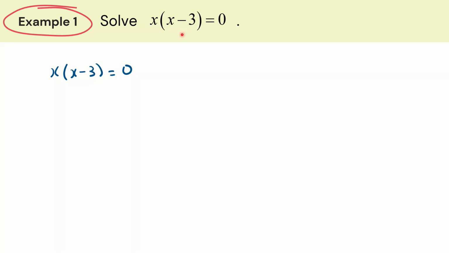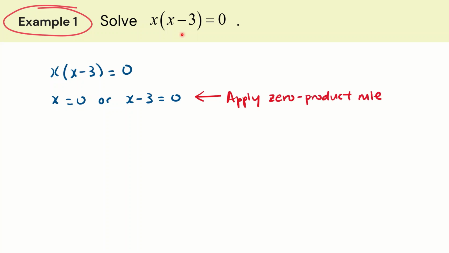So given this question, and using the zero product rule, we will be able to conclude that x is equal to 0, otherwise x minus 3 is equal to 0. In this step, we are applying the zero product rule. So x equals 0 is already a solution because we have achieved the single x on one side. However, we have another solution, which is x minus 3 equals 0. But this is not yet completely solved. So with x minus 3 equals 0, we will then need to write x equals 3.